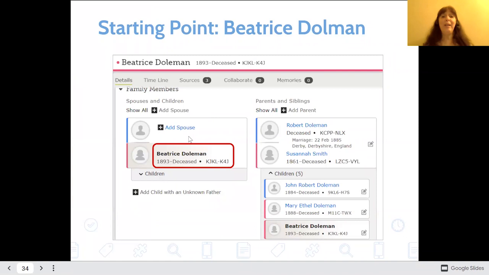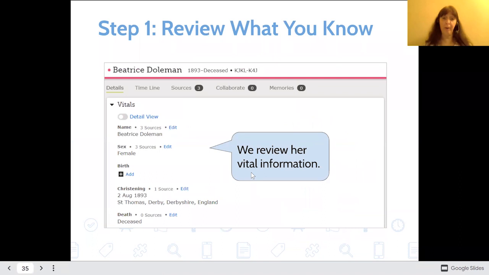Here is our friend Beatrice Dolman. I had been working on her parents, and so I had found Beatrice and I had found her siblings. As I look over her information, I remind myself that she was christened in 1893 in Derbyshire. For those of you who are Jane Austen fans, that's Mr. Darcy's haunt. He is from Derbyshire.